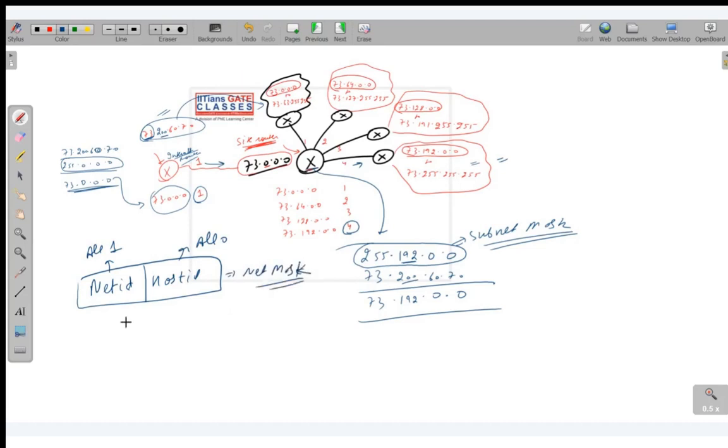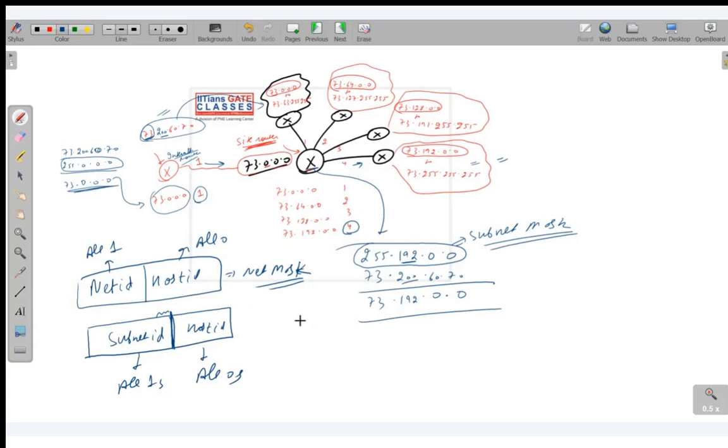So for subnet mask, what we are doing is we are borrowing some bits of the host ID part. This entire part will now become subnet ID and host ID. So subnet ID will be all ones and host ID will be all zeros. For example, here 4 organizations were there, so you have borrowed 2 bits from the host ID part. Now you have increased the length of net ID and decreased the length of host ID. Any doubt?